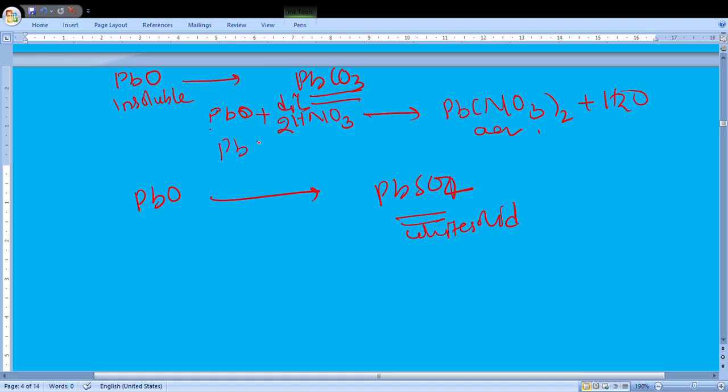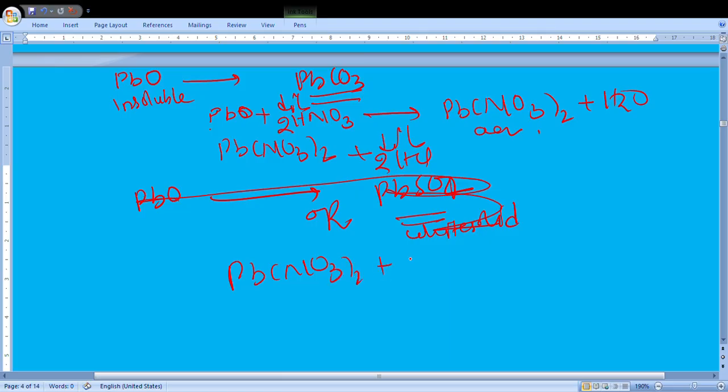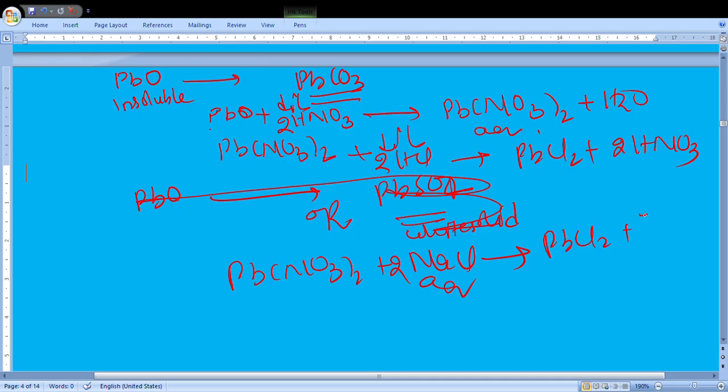Now this Pb(NO3)2 is either treated with dilute HCl, so 2HCl, or treated with 2NaCl aqueous to form PbCl2 as a white solid plus 2HNO3, or PbCl2 as a white solid plus 2NaNO3 aqueous, isn't it? So this is a white PPT.